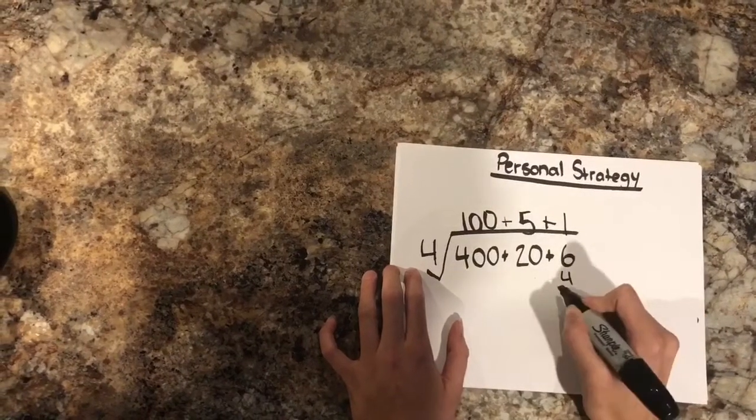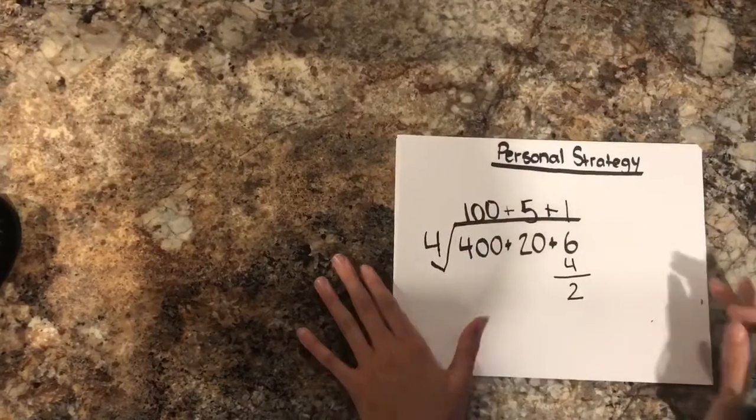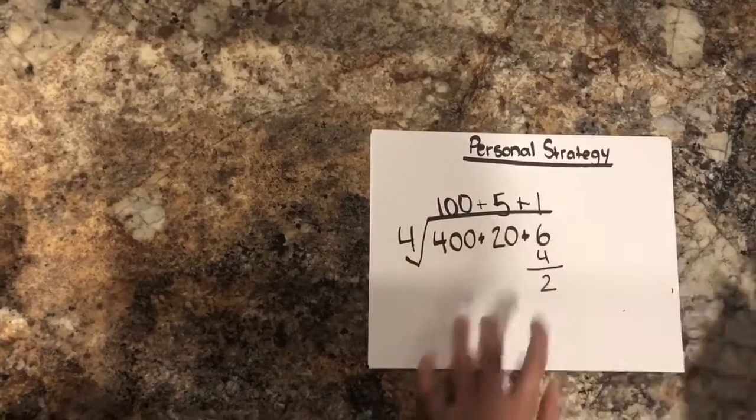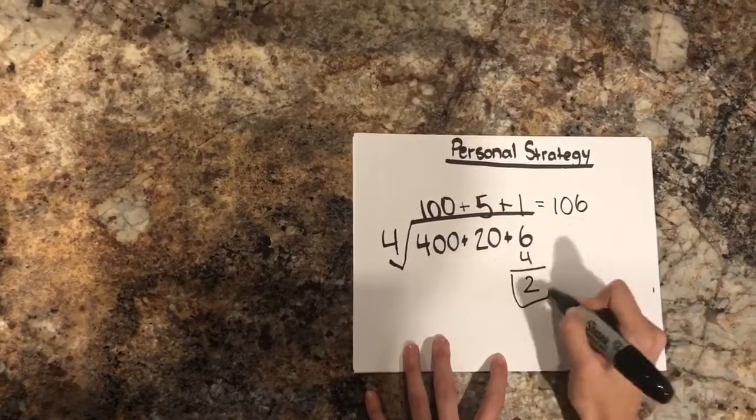And to show my remaining 2, I'll put that here. So what we're going to do to find our answer is add up the top. So 100 plus 5 plus 1 will give us 106, with the remainder of 2.